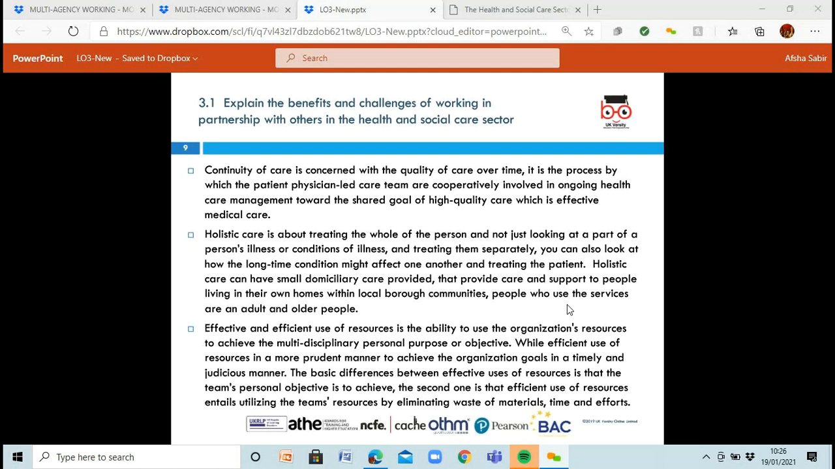You can't just send off a patient and say, here you go, you've got your bandages, go and see if you can do this. You've got to know, are they capable or able to do this for themselves?